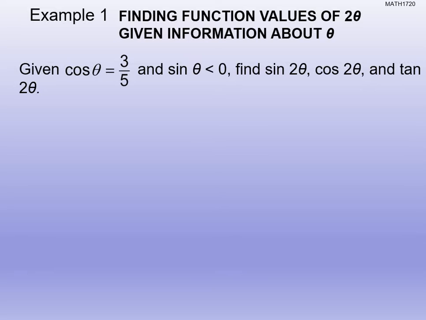So let's go through an example here. We want to find function values of 2 theta given information strictly about theta. We're given cosine of theta equals 3/5, and we are defining that sine has to be less than 0. That means sine has to be negative. So we have to find sine of 2 theta, cosine of 2 theta, and tangent of 2 theta. We're only given the cosine of theta, so we have to find the sine value for all of these, and it's restricting sine to being less than 0.